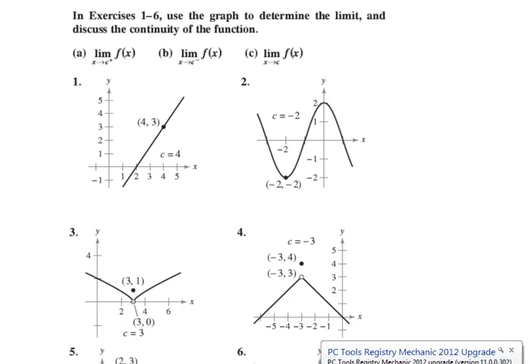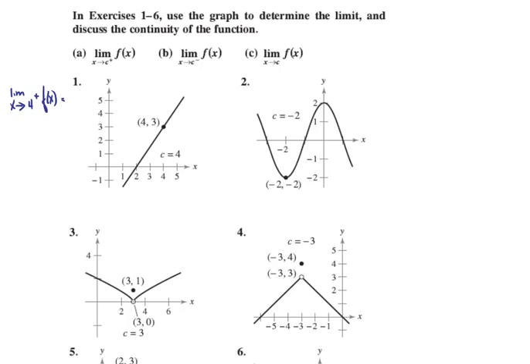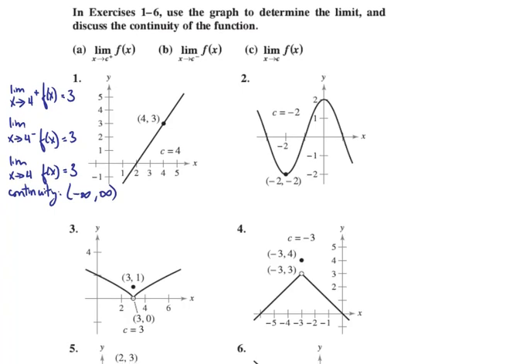In problem number 1, c is equal to 4, and so we want the limit as x approaches 4 from the right, and that is just 3. Then the limit as x approaches 4 from the left is also 3. And finally, the two-sided limit is 3 as well. Now finally, we want to discuss the continuity of the function. It is continuous on all real numbers, so its continuity is from negative infinity to positive infinity.